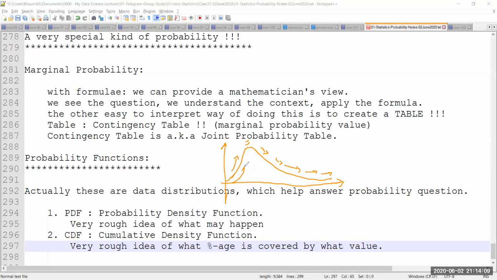If I go from here and touch the tip and then come back, this is how it is going. This is a probability density function created simply out of the histogram or the representation of the histogram. What if I want to create a cumulative density function? How do I do that? The cumulative density function for this graph is going to look something like this.